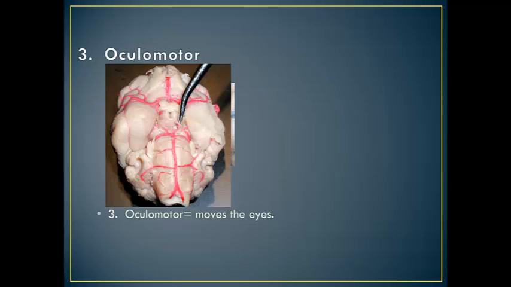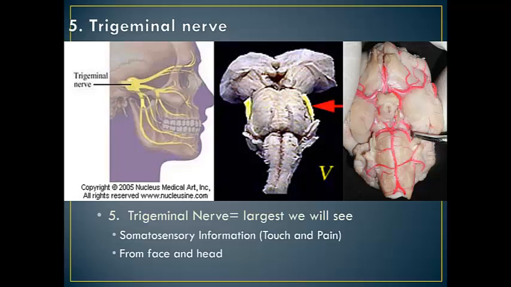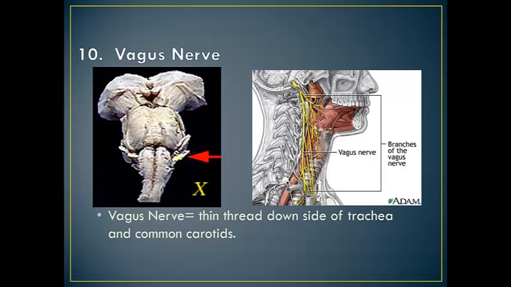Then that brings me to the oculomotor nerves. Now these guys, like I said, they control your eyes, your eye movement, so it helps with the muscles in your eyes. That leads me to the next, that is called the trigeminal nerves. Now these guys are the largest that we will see of all of the nerves. They deal with somatosensory information like touch and pain and things like that from your face and from your head and things of that nature. Now the vagus nerve is the one that I told you is the important one to kind of remember out of all of them. It is very thin, threaded down the sides of the trachea.